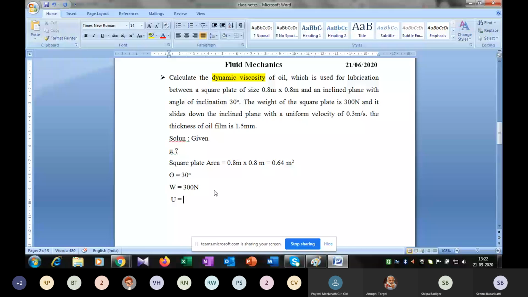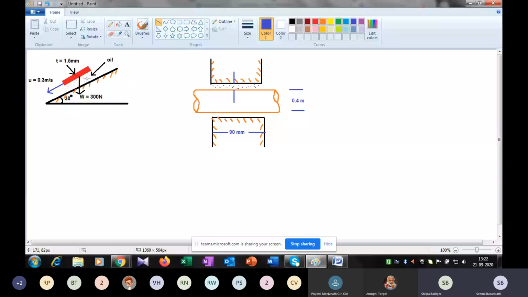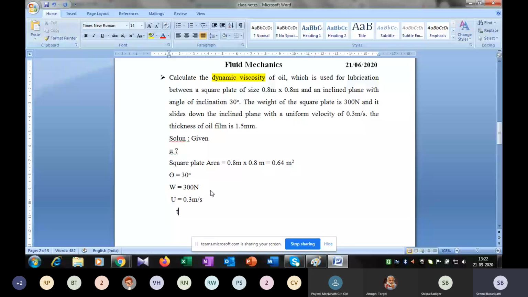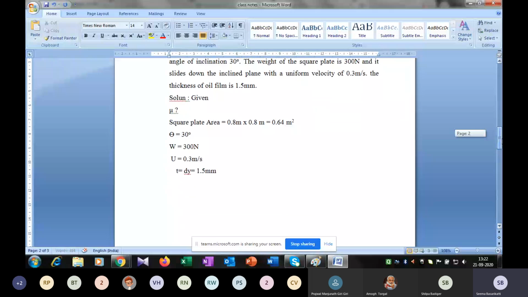Okay, next. What is the thickness of oil film? So this is nothing but the oil film. What is the thickness of that? It is 1.5 mm. So t is equal to 1.5 mm. So t can also be written as what? It is also equal to dy. Thickness is nothing but dy. Is it okay?